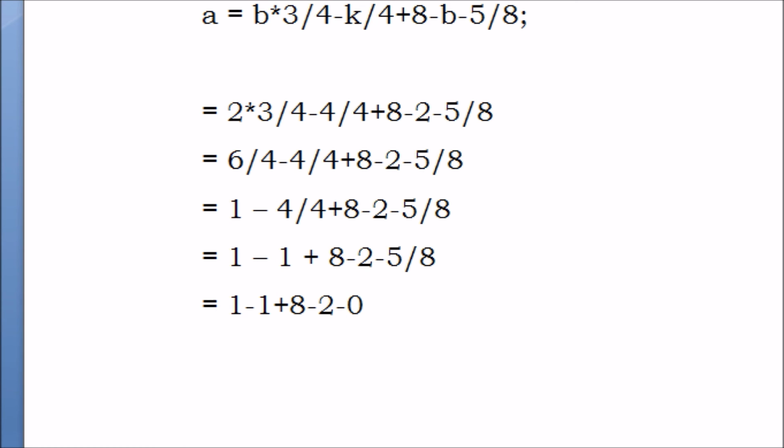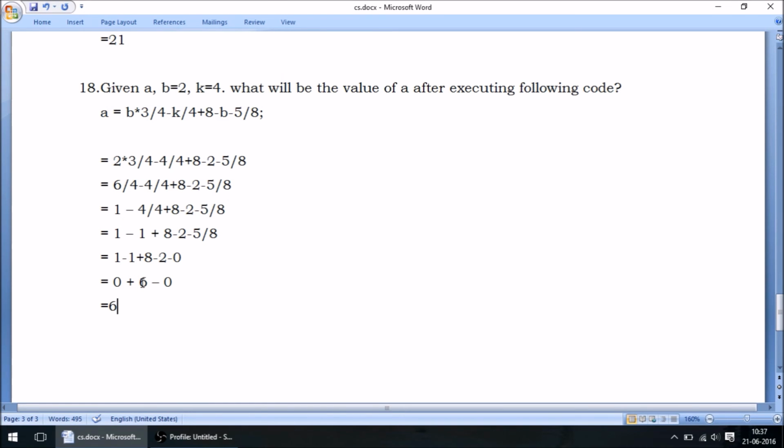And now it's easy, I think. The subtraction and addition operators have the same priority order, so 1 minus 1 is 0, plus I'm going to get 6 here and minus 0, so ultimately the result is going to be 6. So I hope this is clear to you. Okay, you can solve it first and then you can cross check.